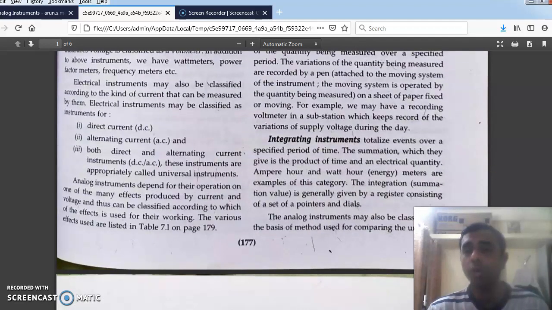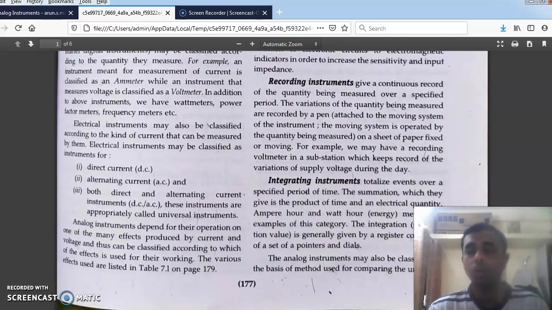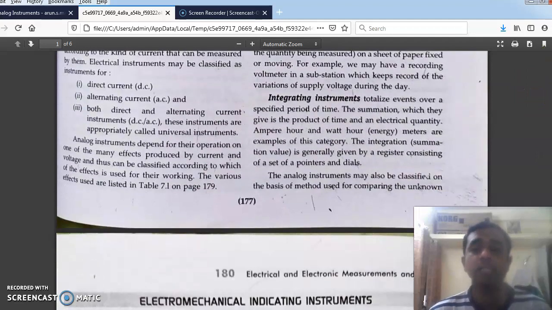Recording instruments record the values of a period, maybe during a day. So these types of instruments are mainly used, for example, in substations. In a substation, the voltmeter may record the various fluctuations of supply voltage during a day. So such instruments are widely used for such purposes. Then we have the integrating instruments. We know what is integration. Integration is nothing but repeated addition. So that is actually used mainly in energy meters. Energy meters are basically integrating instruments.